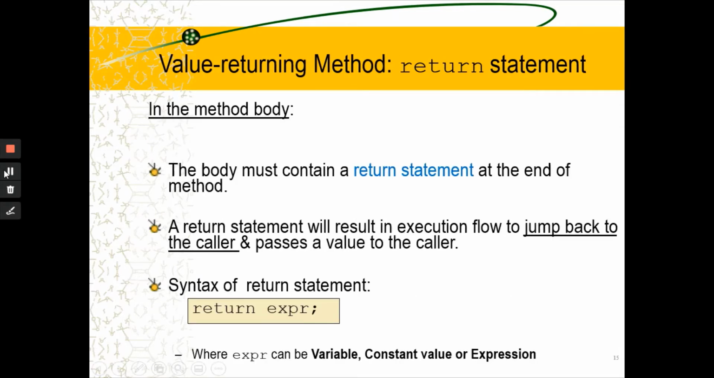There is a little bit of difference between value returning method and void method. In the method body, the body must contain a return statement at the end of the method. So the last statement in your value returning method must be a return statement. This return statement will cause the execution flow to jump back to the caller and pass the value to the caller. The syntax is given here: return and whatever value that you are going to return. The expression can be a variable, constant value, or expression.